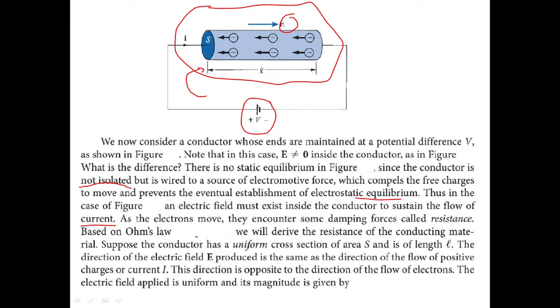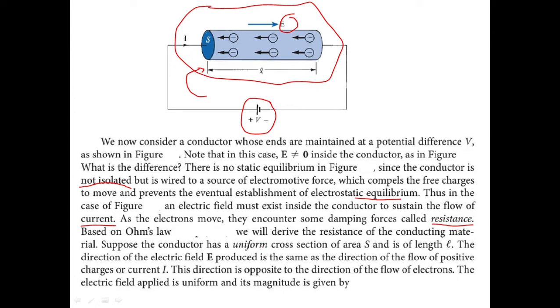As the electrons move, they encounter some damping forces called resistance. This is an important term here. So what happened here? First, we took a conductor which will have free electrons in it. We applied an electric field. When we apply the electric field, flow of electrons will be there throughout the conductor. So E will not be equal to zero. When there is flow of electrons, there will be some damping forces acting on that flow, which is called resistance. So based on Ohm's law, we will derive the resistance for conducting material.